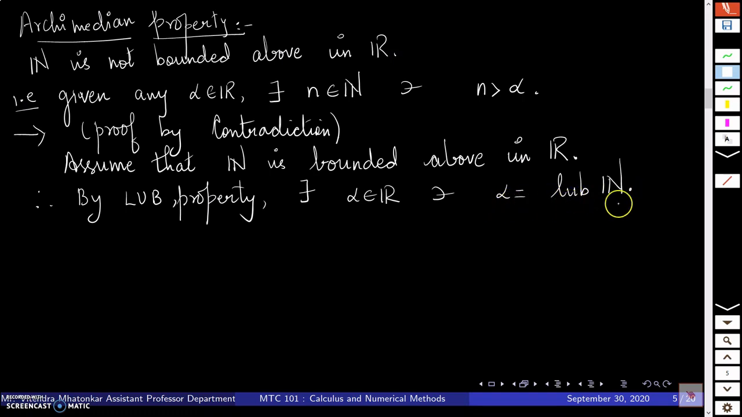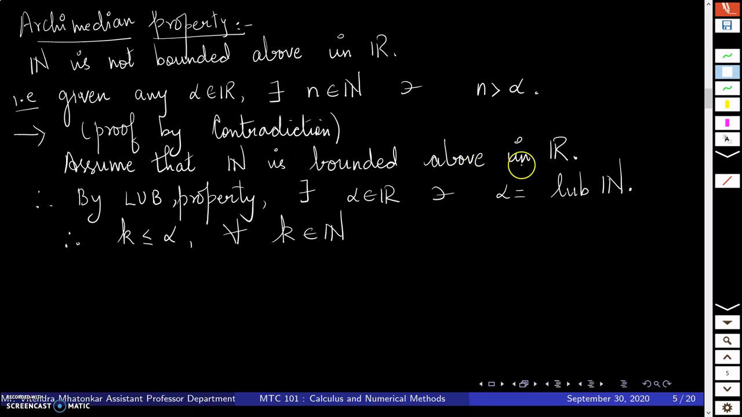Now what do we mean by alpha being the least upper bound? It is an upper bound first, and it is the smallest of all the upper bounds. Because alpha is an upper bound of N, all the natural numbers will be less than or equal to alpha. Therefore, alpha will be bigger than or equal to all natural numbers. So k is less than or equal to alpha for every k in N. Every natural number k is less than or equal to alpha.